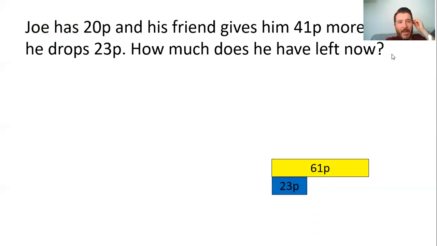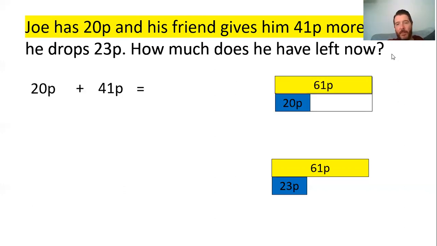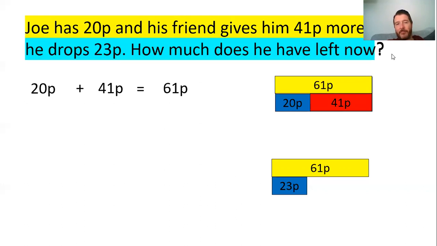Next one. Joe has 20p and his friend gives him 41p more. Then he drops 23p. How much does he have left now? So he starts with 20p and his friend gives him 41p more. Now that word more lets us know that we're adding, doesn't it? So 20p add 41p is 61p.